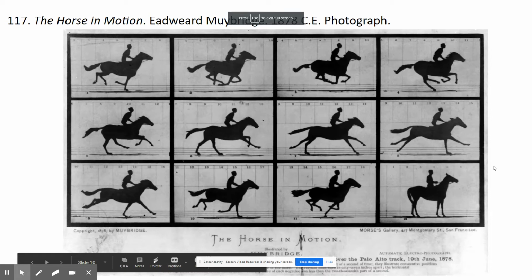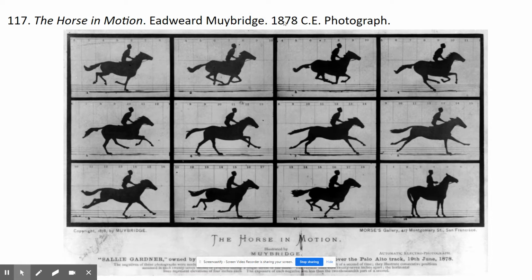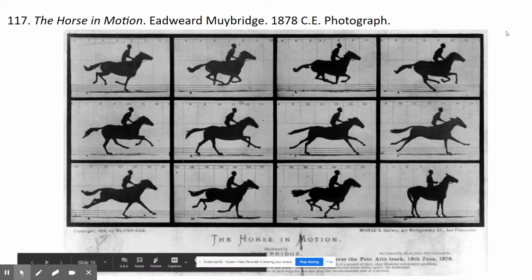Okay, last one, The Horse in Motion by Eadweard Muybridge. We're getting into the later part of the 19th century. It's listed as a photograph. This clearly is not a photograph. That's okay. I'll make it clear as to what's going on here.